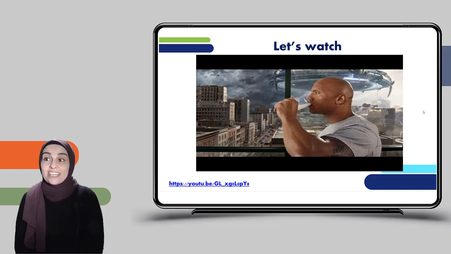Okay, right? He's drinking milk. Yes. And look at the background. What do you see in the background? Great. Very good. I can see buildings, and I can see a spaceship, right? So there are many, a spaceship. That's strange. How is that possible?